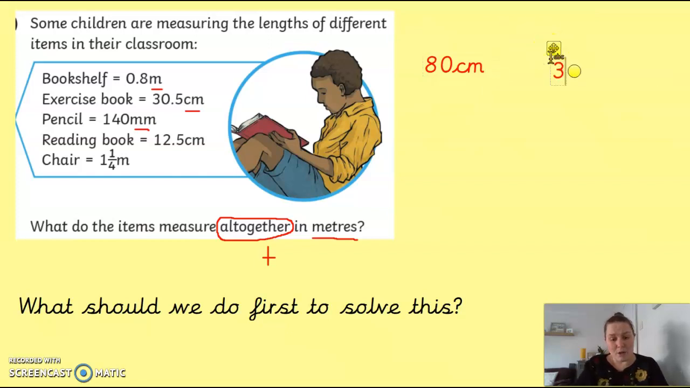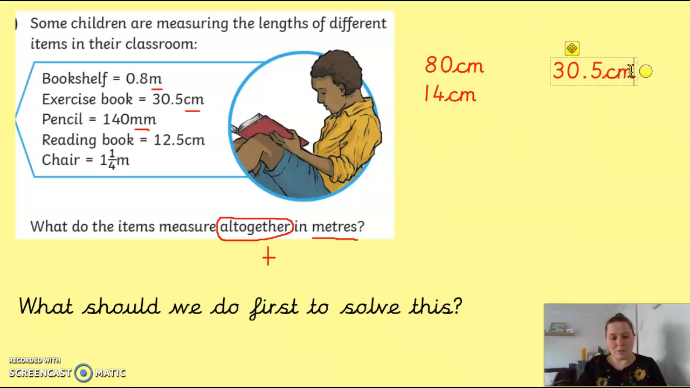The exercise book, I'll put it over here, it's already in centimetres. The pencil, whoops, that was already in centimetres. The pencil is 140 millimetres. There are 10 millimetres in 1 centimetre, so I need to divide by 10. The centimetres are going to be smaller. It's going to be 14 centimetres.